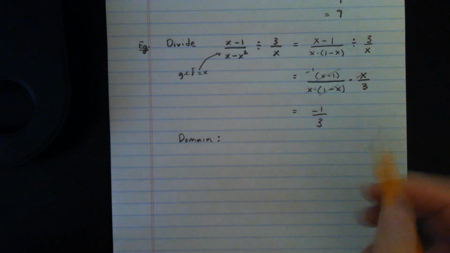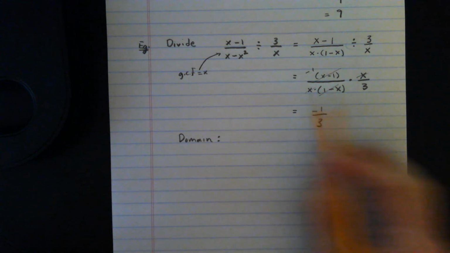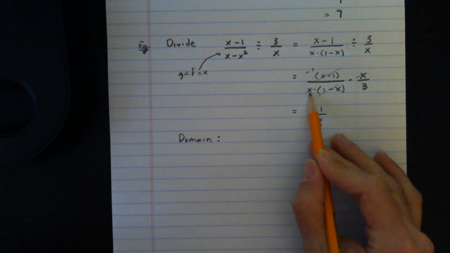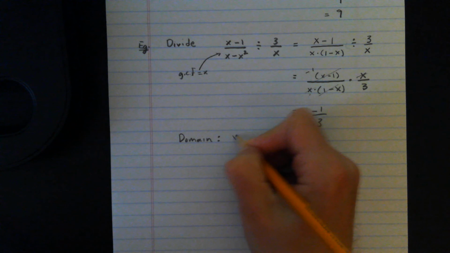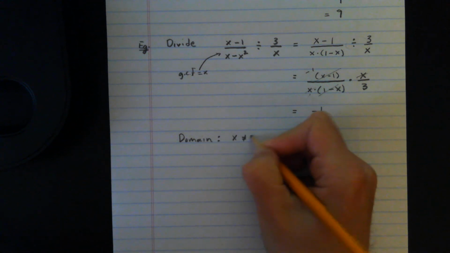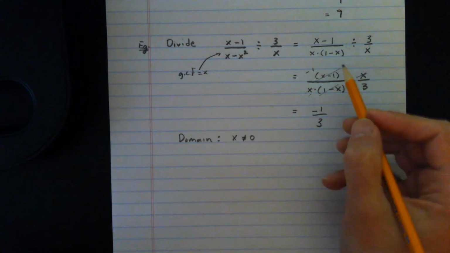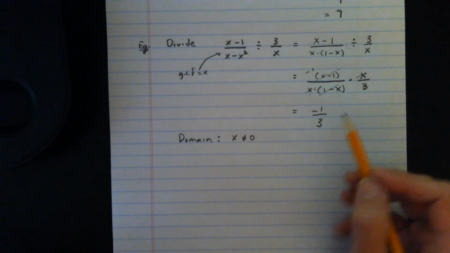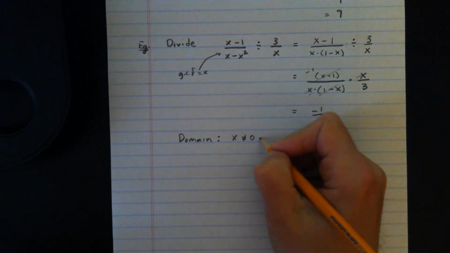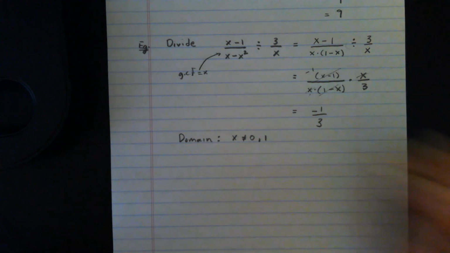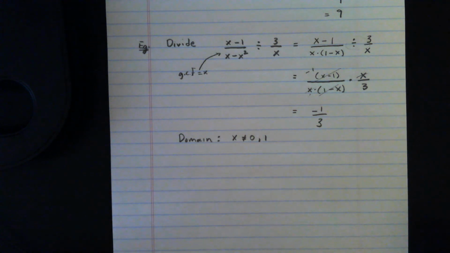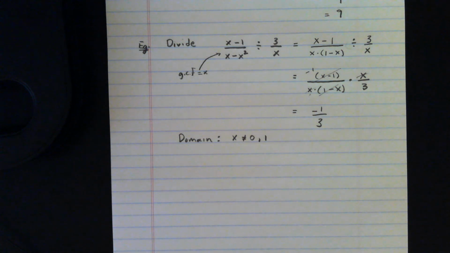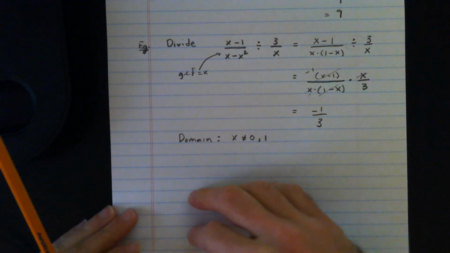Okay, so our domain restrictions, if I look at this step here, you can see I've got an x in the denominator. So I need to say x is not equal to 0. And then this 1 minus x was in the denominator all the way along until we canceled it out. So we have to say x cannot equal 1. Good.